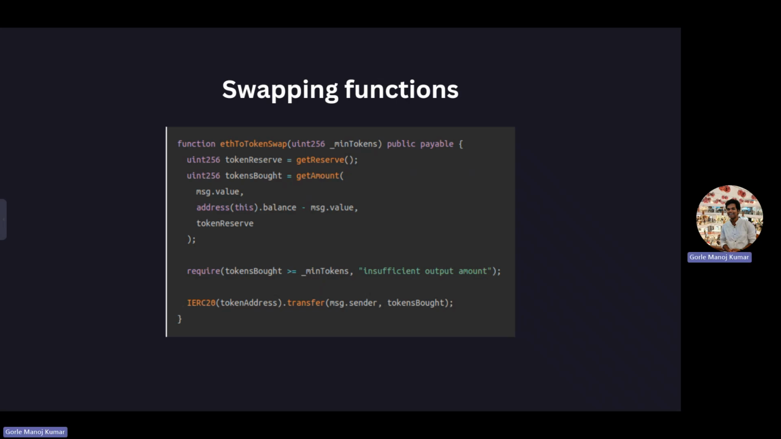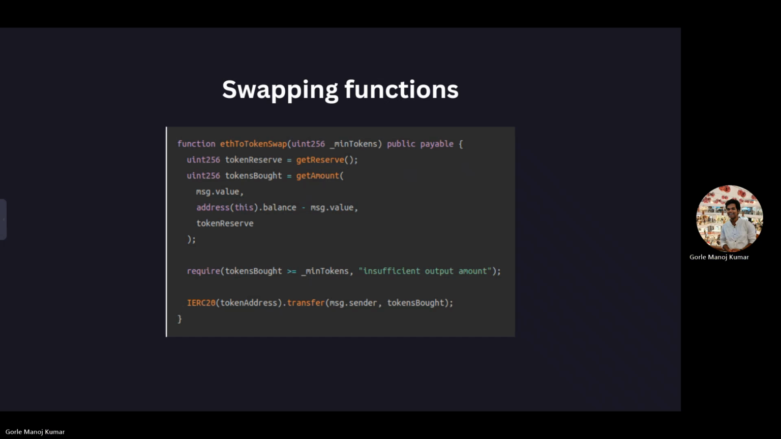Cool. Moving on to swapping functions. This is the crux function. It will use all the functions that we have written above to actually facilitate a swap. This will swap ETH for token. Let's try to understand what is happening here. The function will take min tokens. We'll talk about what min tokens is. It is public payable, payable because you will be submitting ETH to this function.